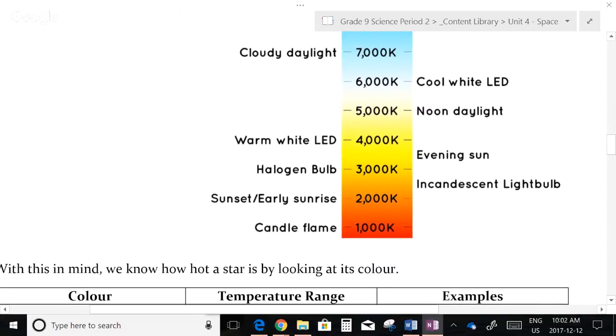When something is cool but still glowing, and by the way, when I say cool, I mean by star standards, not by reach out and touch it standards. But for a star, 1,000 Kelvin, which is about 1,100 degrees Celsius, would be quite cool. That's about the temperature of a candle flame, and that looks quite red. Does that make sense? We know this intuitively.